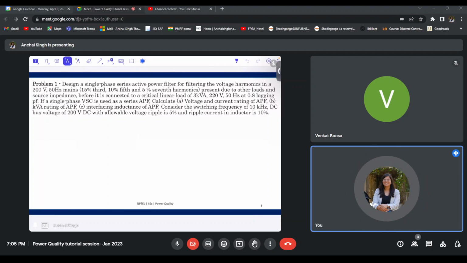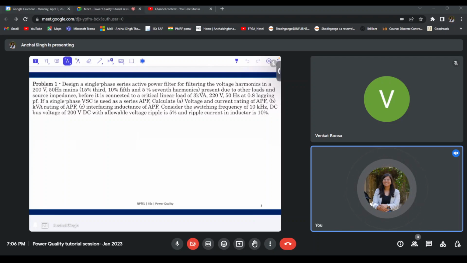Voltage and current rating of active power filter, B. kVA rating of active power filter, C. Interfacing inductance of active power filter. Consider the switching frequency of 10 kHz and the DC bus voltage of 200 volts DC, when allowable voltage ripple is 5% and ripple current of inductor is 10%.